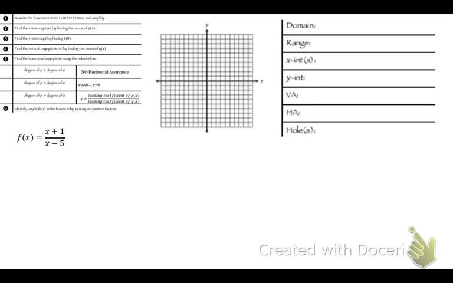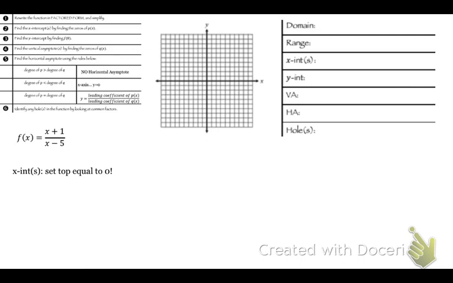So if we have f of x equals x plus 1 over x minus 5, that is already factored, so our first step is done. There is nothing that cancels on top and bottom, which means we don't have any holes, which I forgot to write, but I'm sure I wrote it later.